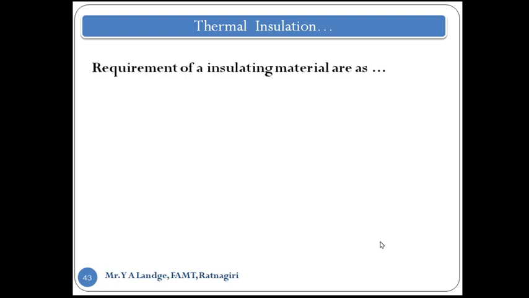The requirements of insulating material are: what properties the material should have, what type of material is required for insulating the pipe or the unit. One, it should have a low thermal conductivity. This is the first criterion, it should have a low thermal conductivity.